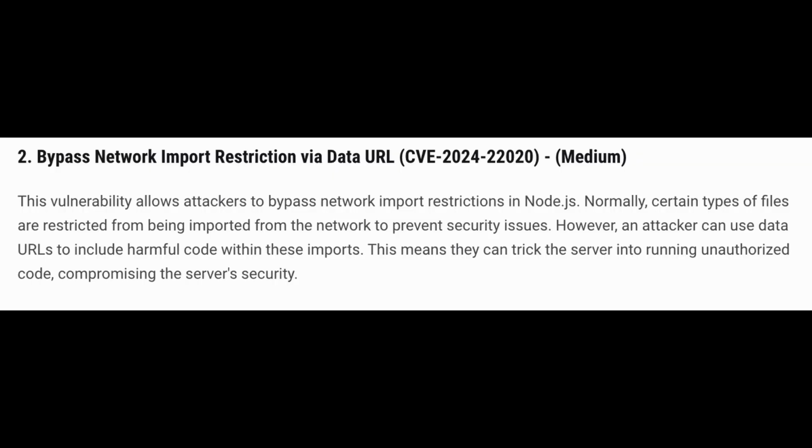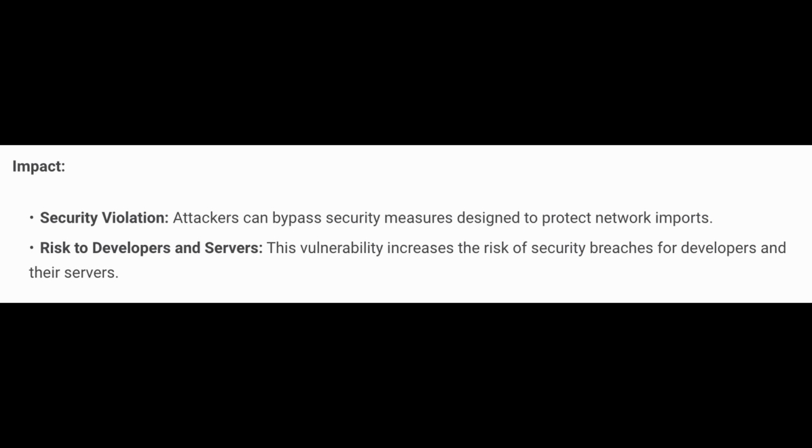Number 2, network import restriction bypass. The second issue allows attackers to bypass network import restrictions. Normally, certain files are restricted to prevent security problems, but attackers can use special rules to sneak harmful code into these imports, tricking the server into running unauthorized code. This means attackers can get around the security measures that protect network imports. It increases the risk of security breaches for both developers and their servers.